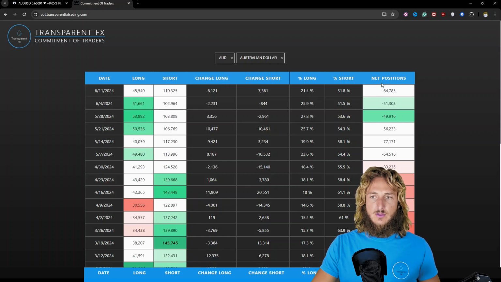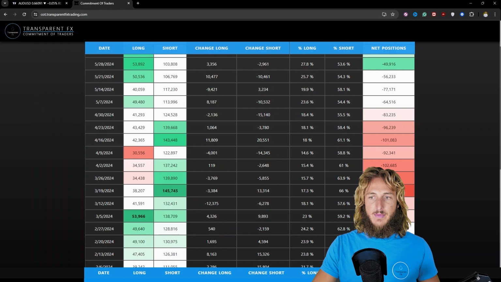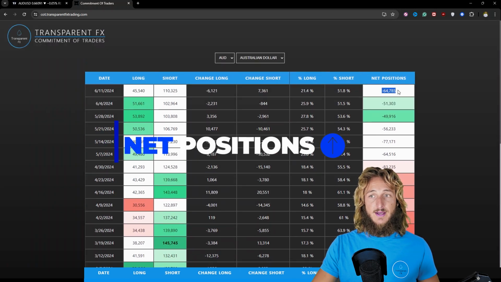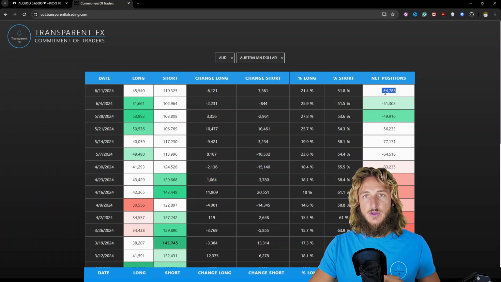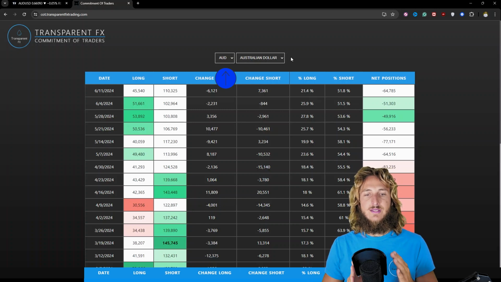And what we can see is that with the last reports, we went from having minus 107.5k net positions all the way up to minus 64.7k net positions. So we have seen a clear increase of the net positions, making AUDUSD stronger. So in the long run, institutions are once again moving back to the bullish side for AUDUSD.